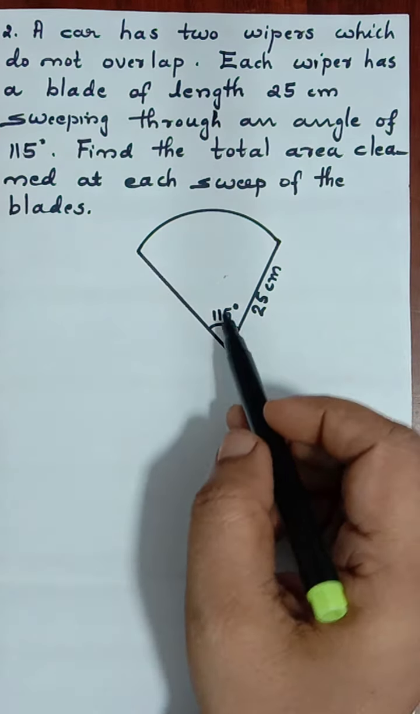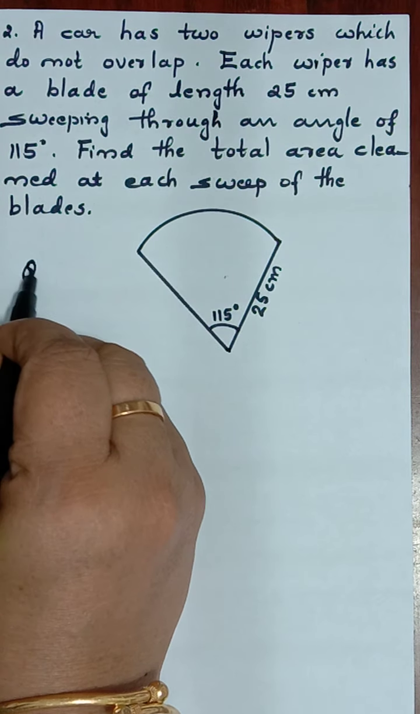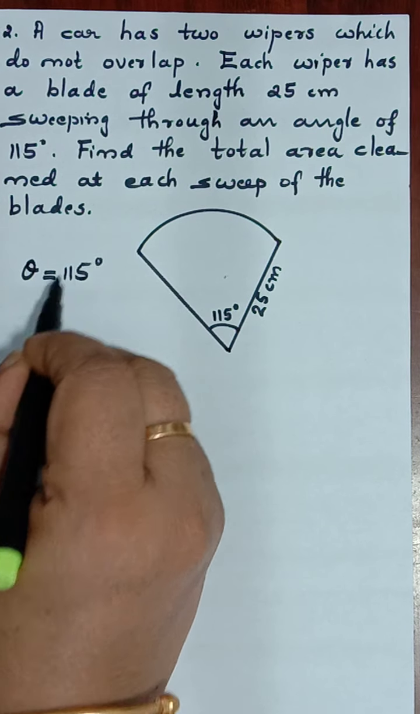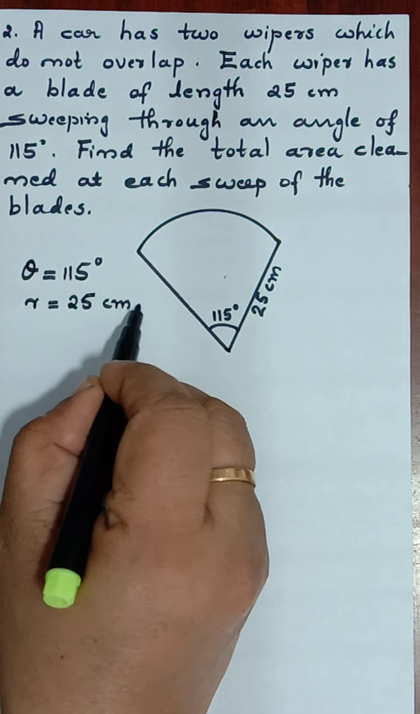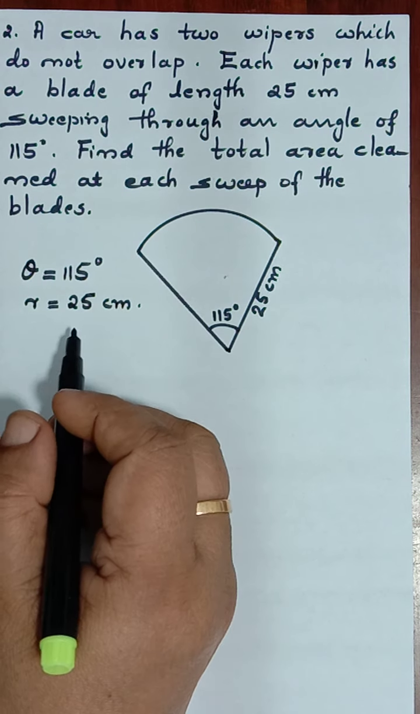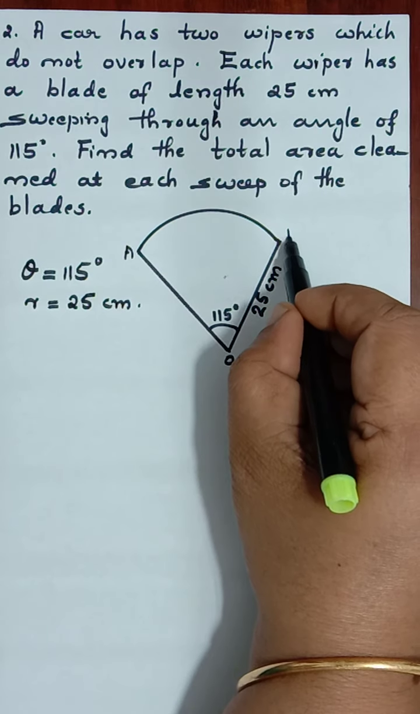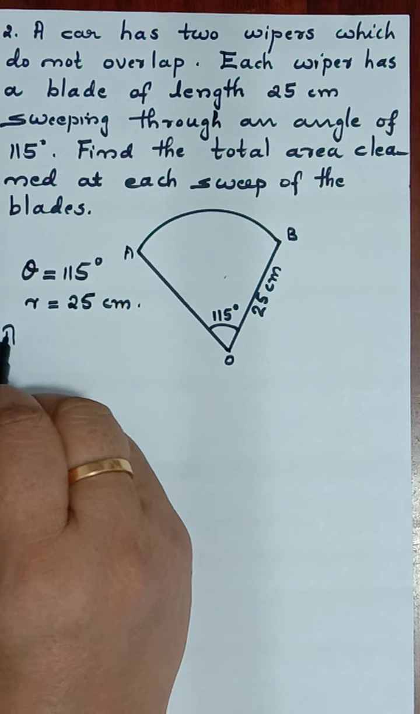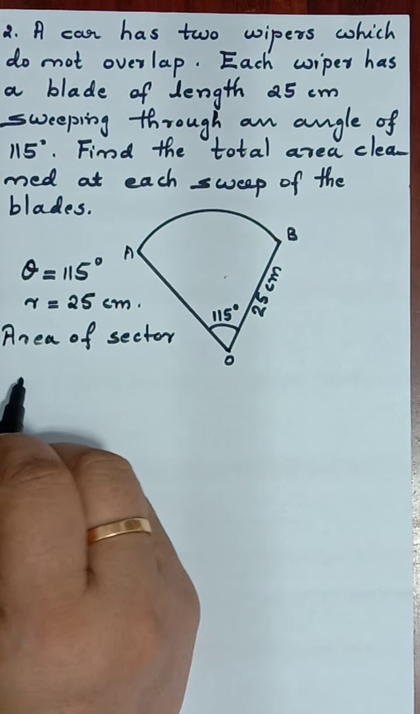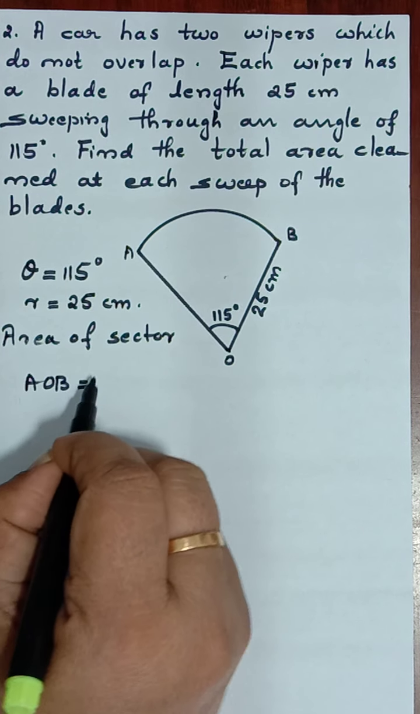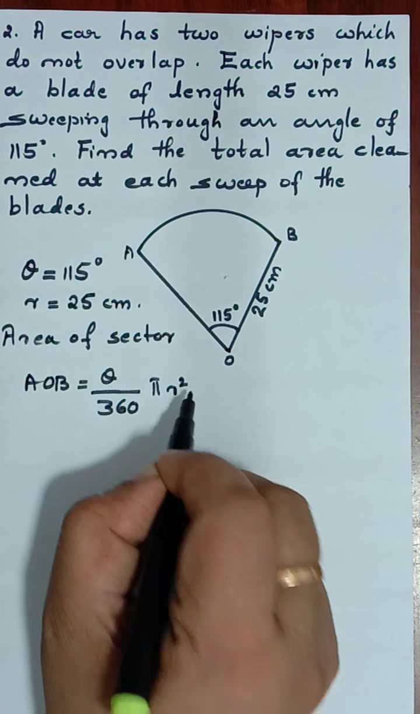The same. It is a sector, we know. Sector formula here we have to use. Theta is given to us. Theta is 115 degree. And radius is given to us, that is the length of the blade, 25 centimeter. Therefore, area of sector. Here if you want you can mark it as AOB. Area of sector AOB equals theta by 360 into pi r square.